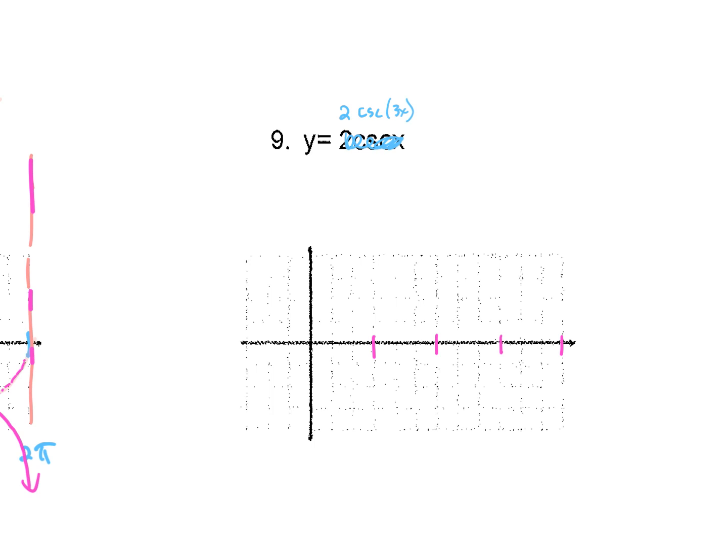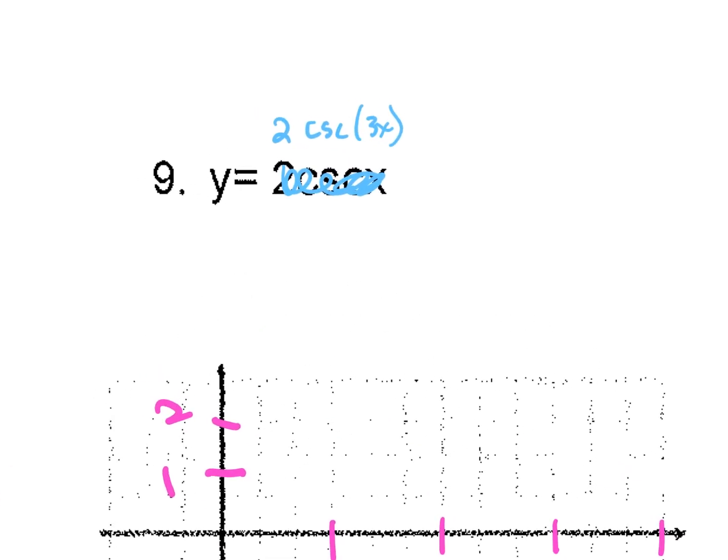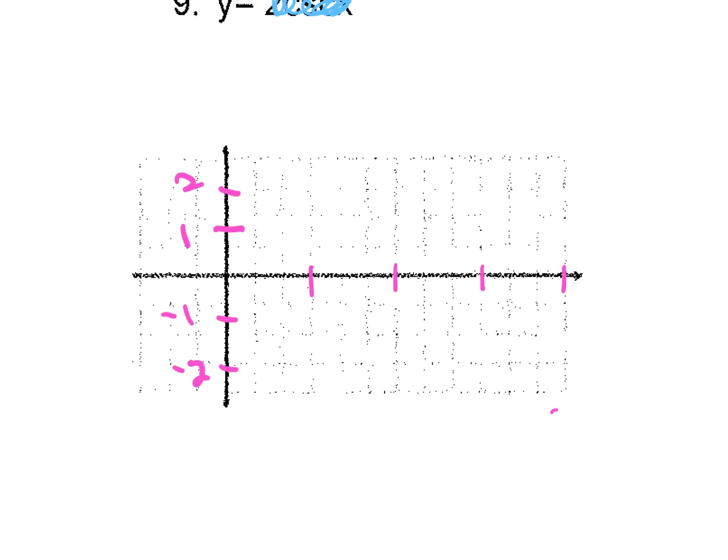So let's review how we do that. And then 1, 2, and we're going down 1, 2. Okay. So remember, to adjust the period, we're doing 2 pi over b. So in this case, that's going to be 2 pi over 3. So remember, that's our last hash mark. So that's this here, right?